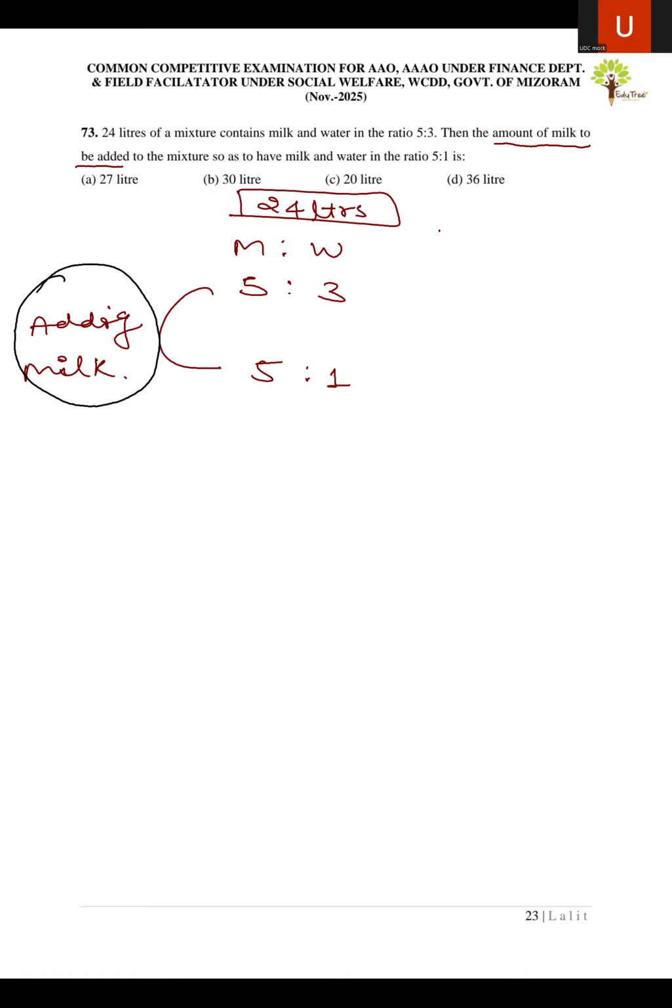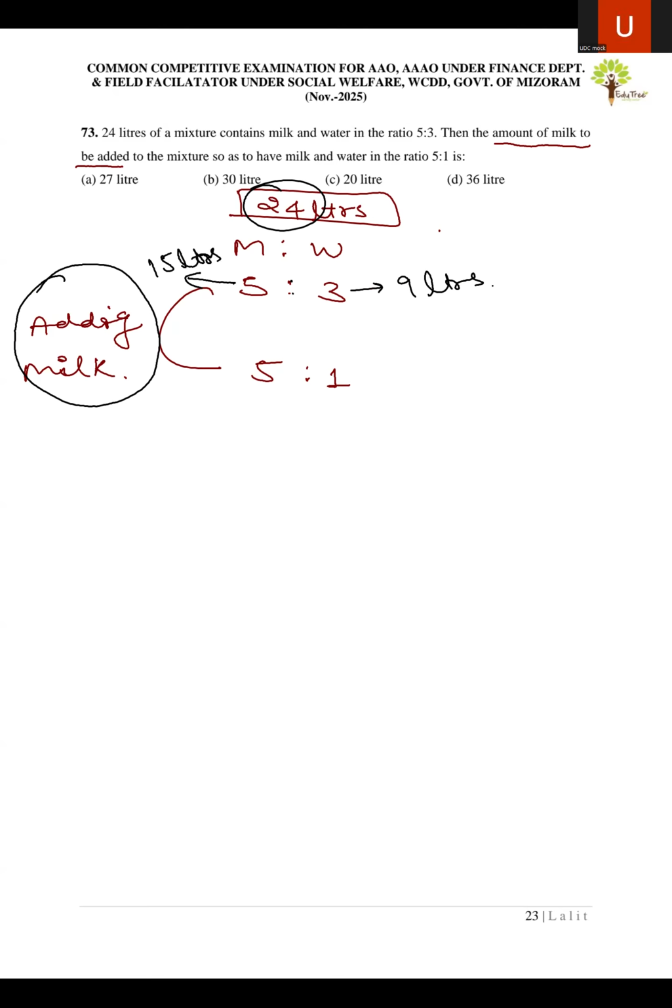First of all, find the ratios of this 24. If you find the ratios, this will be 9 liters, and this will be 15 liters. All right. Just finding the ratio.